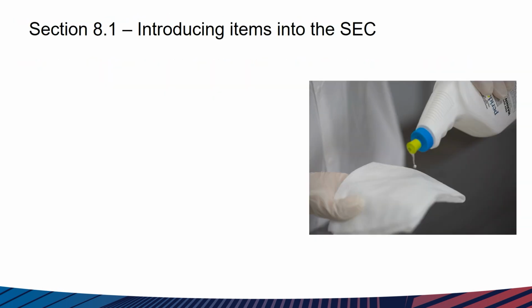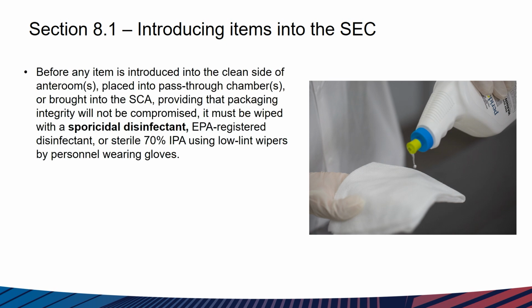Section 8.1 talks about bringing items into our clean room, into our SEC. So our cleaning supplies when we first receive them, or anything that's going to go into that space. The chapter now specifically calls that a procedure. Before any item is brought onto the clean side of that line of demarcation, it must be wiped with either sterile IPA, a sporicidal disinfectant, or an EPA-registered disinfectant. So taking items into the clean room, they give us a choice of 3 things, IPA, disinfectant, or sporicidal.